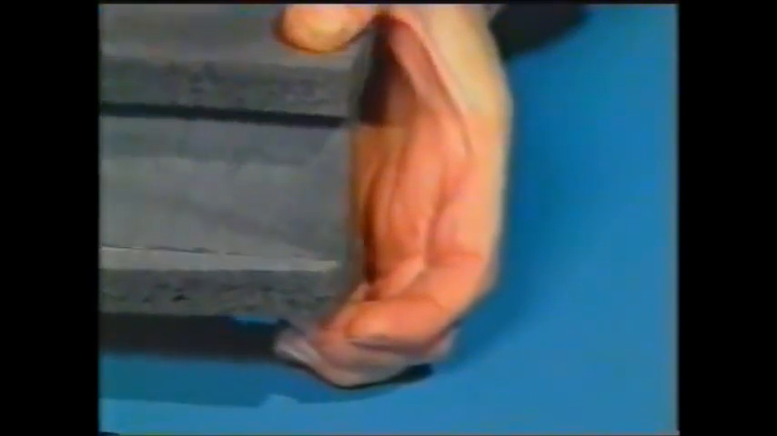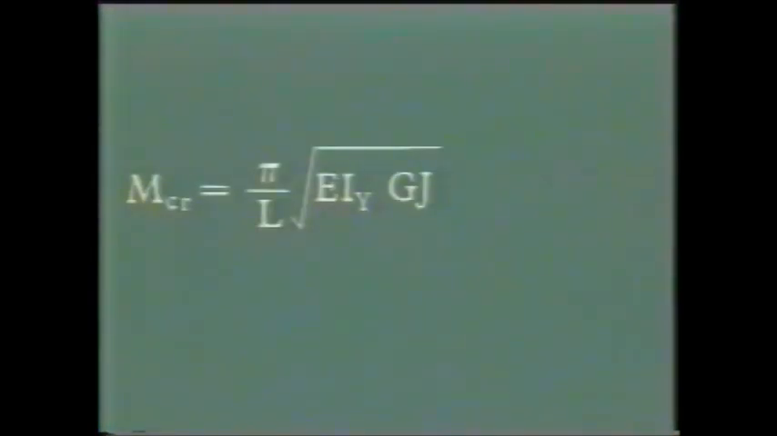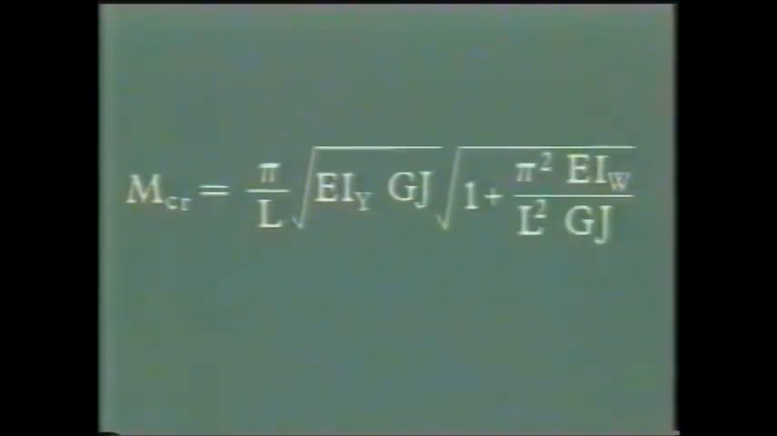In this example, warping is free to occur, and the equation for the critical moment given earlier is valid. However, if axial movement is restrained so that warping is prevented, as is often the case in practice, then this equation is modified by the addition of an extra term. The moment corresponding to instability is now enhanced by being multiplied by a factor which is always greater than or equal to 1.